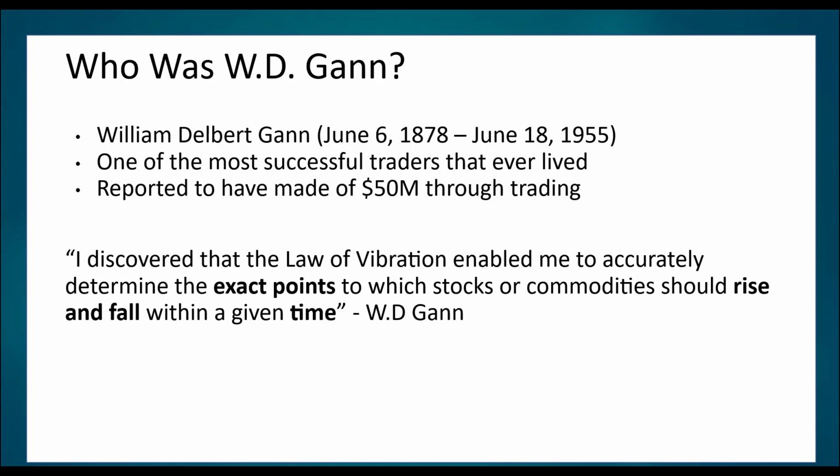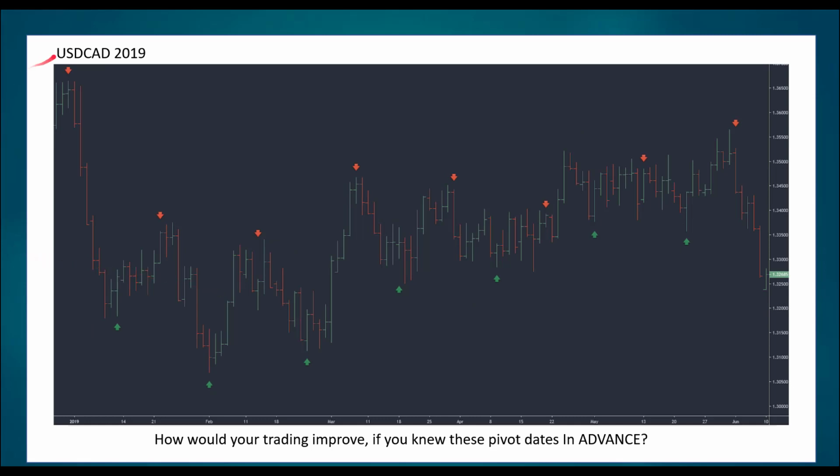Okay, so when I was skimming through Gann materials, I came across one of his quotes, and it triggered my curiosity. And the quote reads, "I discovered that the law of vibration, this mysterious thing, enabled me to accurately determine the exact points to which stocks or commodities, or any other instruments for that fact, should rise and fall within a given time." So exact points to rise and fall within a given time. We're looking for exact points to rise and fall within a given time period. Time is at the bottom here.